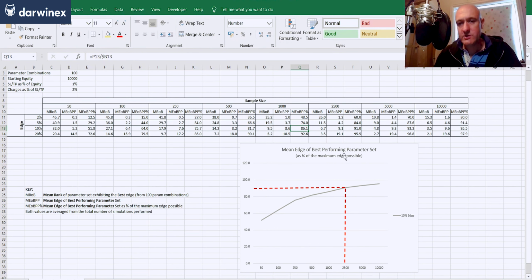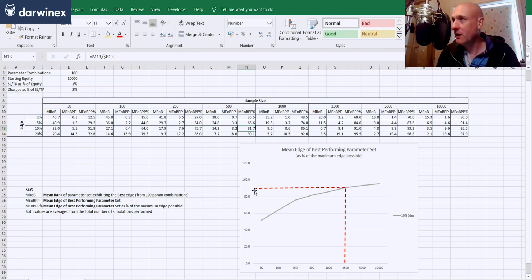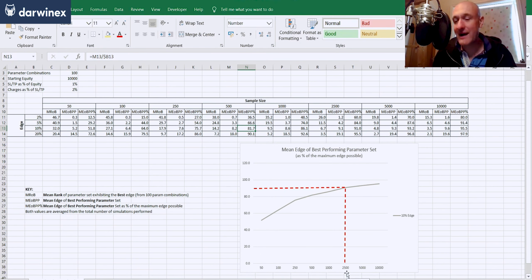Okay, so this chart here shows what the curve is for the 10% edge when we're plotting this percentage of the value that we can actually extract from the trading system for different sample sizes. So what does this tell us? Well, if we use the same basis that the majority of statistical studies do, and we look for a 0.9 or a 90% level of significance here, and if we want to achieve that level, then as you can see, we would need 2,500 trades on average from each parameter set in our optimization. So that's a fairly significant number of trades.